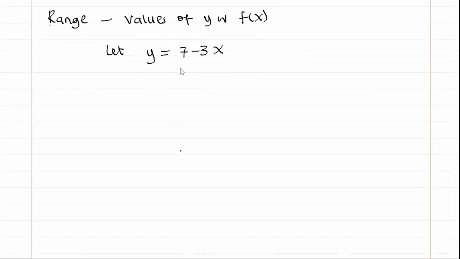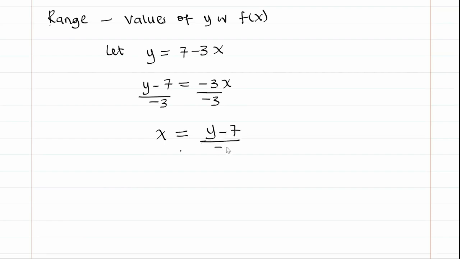When we make x the subject of the formula, we shall have y minus 7 equals negative 3x. Divide both sides by negative 3. Our x as the subject of the formula becomes (y minus 7) over negative 3.